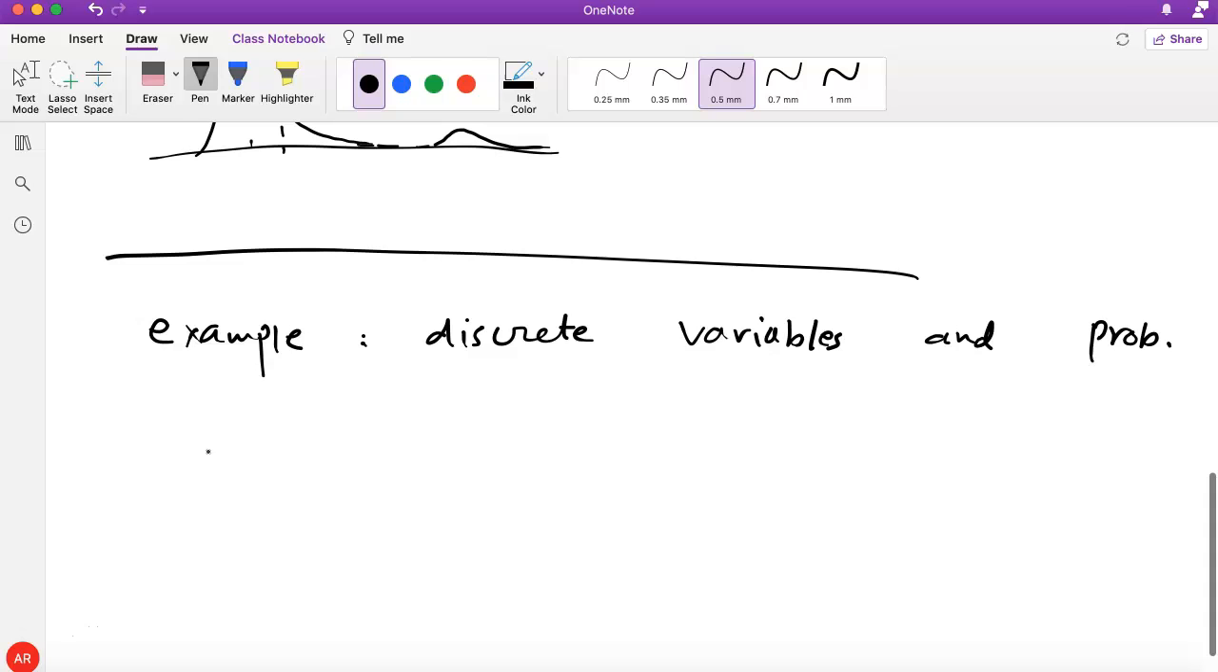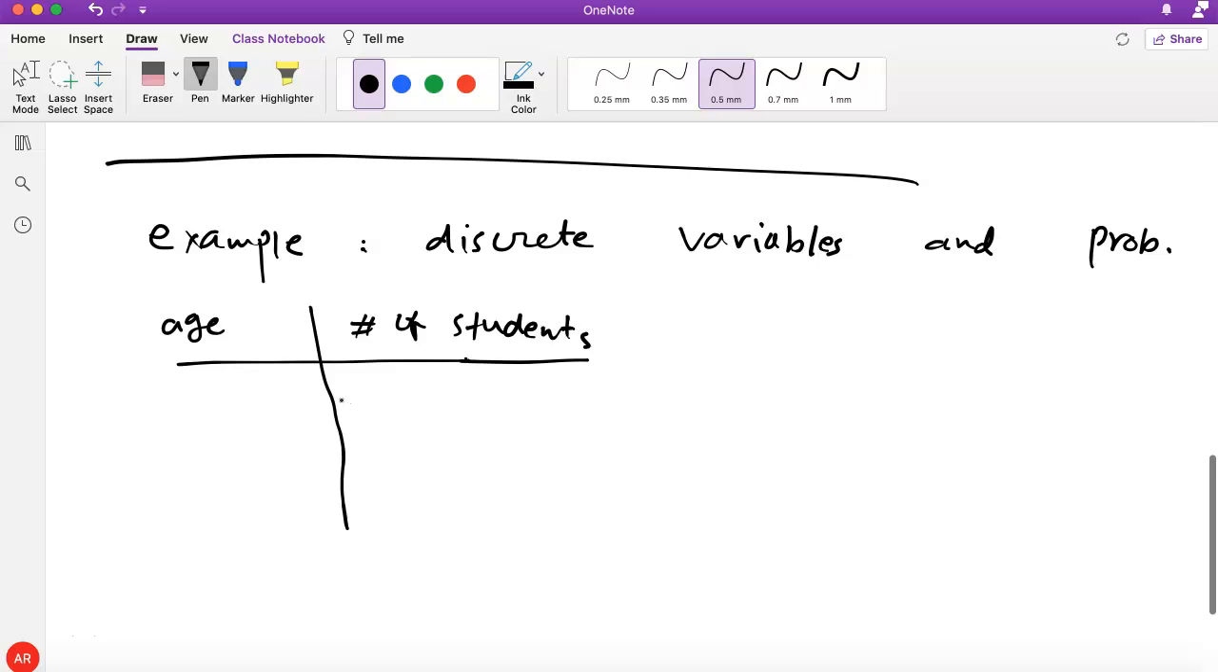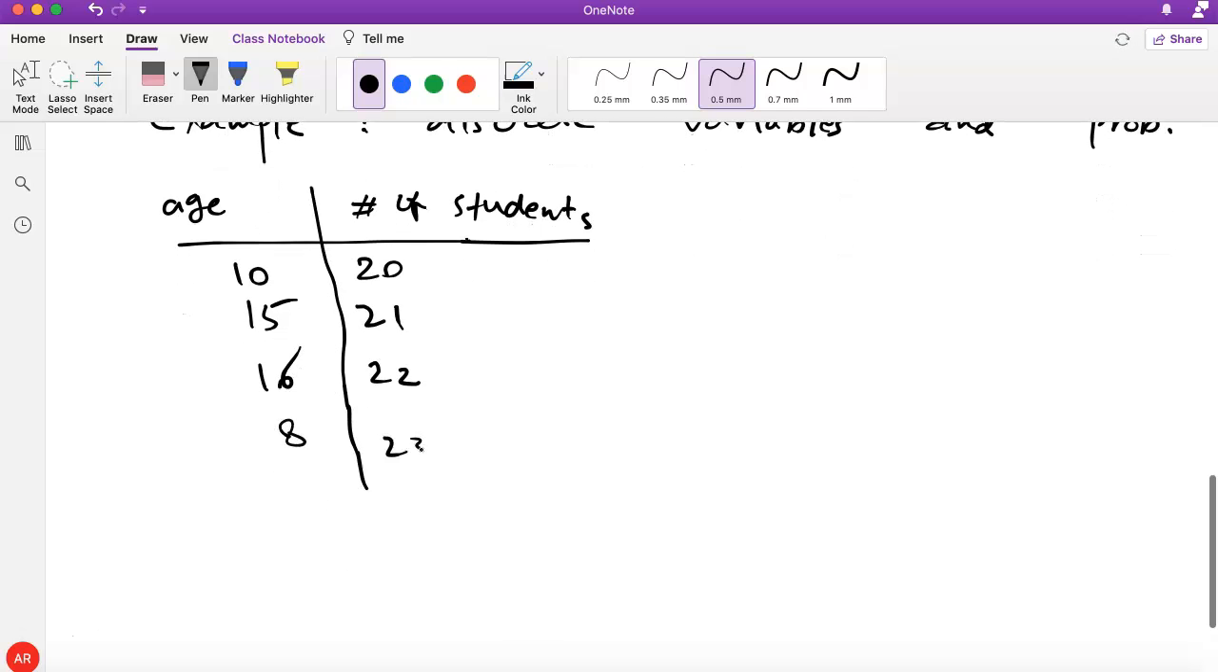So take a class and let's say you have different ages of students and then you have the number of students with a given age. So let's take a larger class. Let's say 10 students are 20, 15 are 21, 16 are 22, 8 are 23, for example. I didn't write it correctly, so let me fix this. So here we're saying this is the number of students. Here is their age.